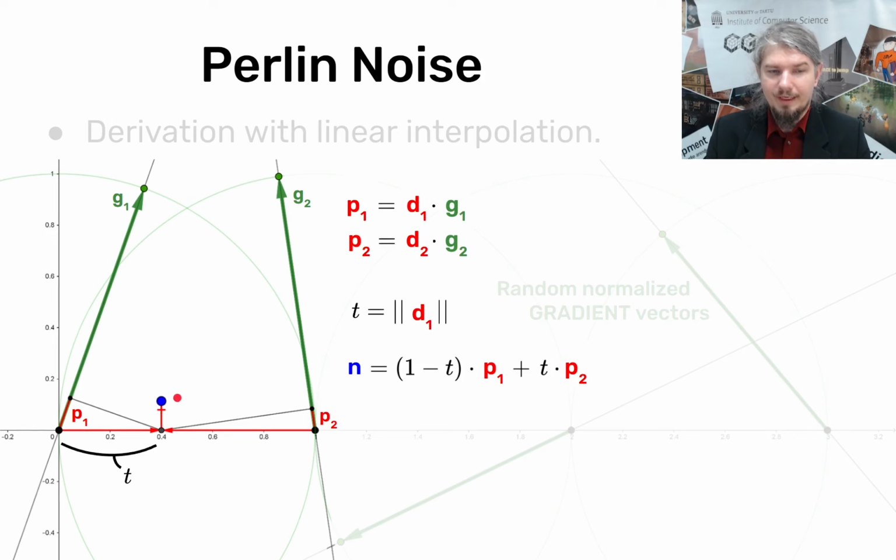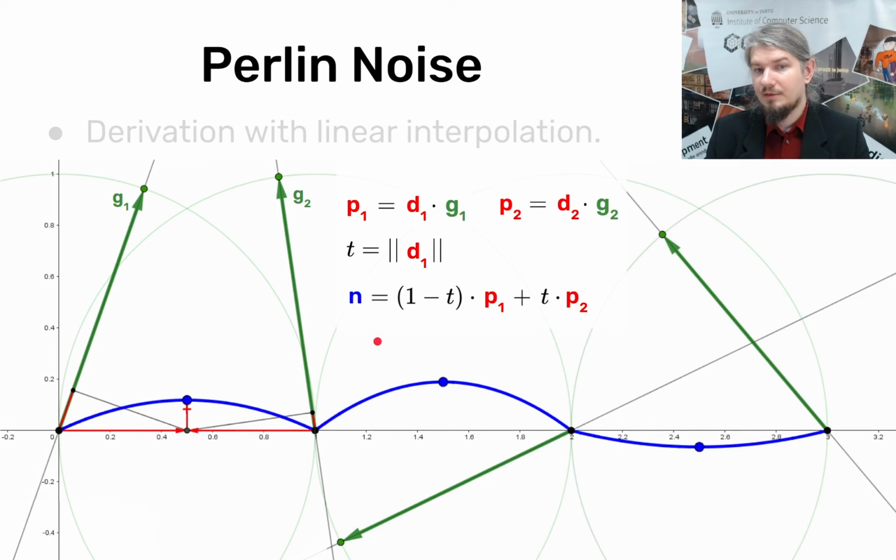Now to get the noise value, we interpolate between the values we got from those scalar projections. So we interpolate between p1 and p2 based on the distance, let's call it t, from the left gradient. We can define this t as just the length of t1. And this will be the result. What happens here is that if our point moves towards one of the gradients, its contribution gets larger, but the scalar projection value gets smaller. And you can see along these different segments here, we're getting these different values.